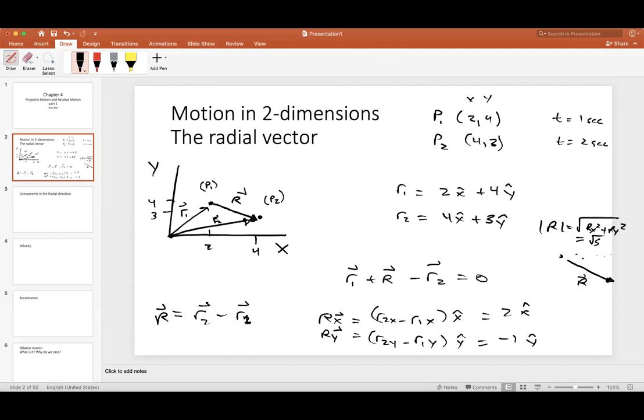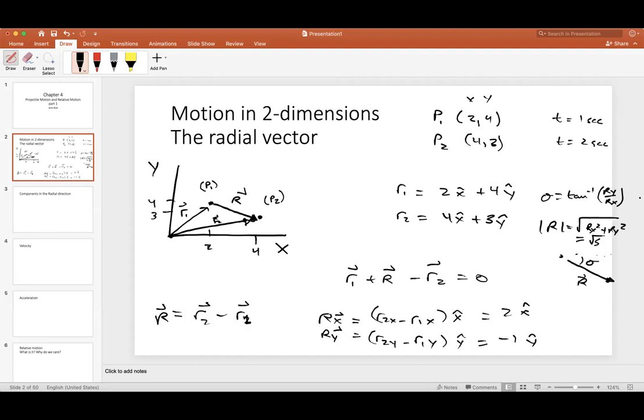And the angle that this makes with the x-axis, the angle is arctan of Ry over Rx. If you put that into a calculator, that would be negative 1/2. So arctan of negative 1/2 is negative 26.56 degrees. It's negative like it should be. We feel good about that.